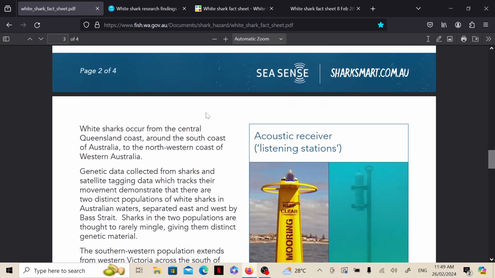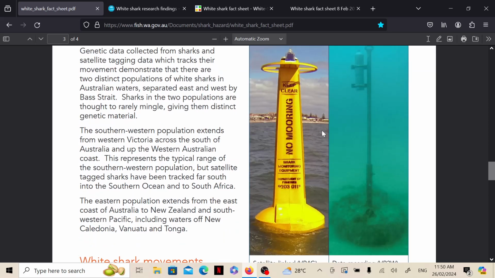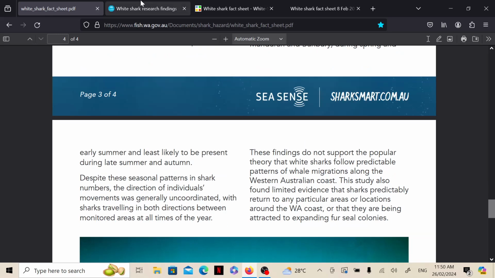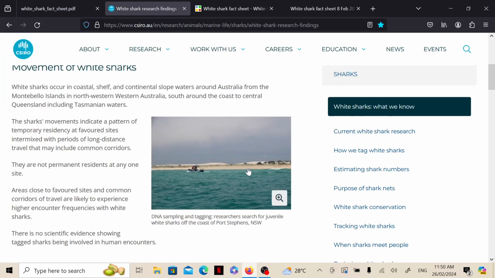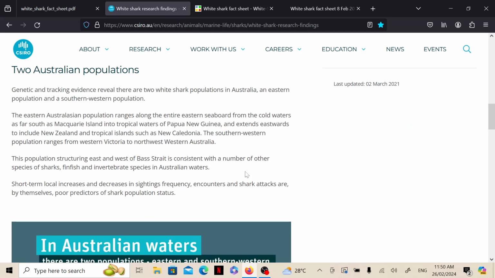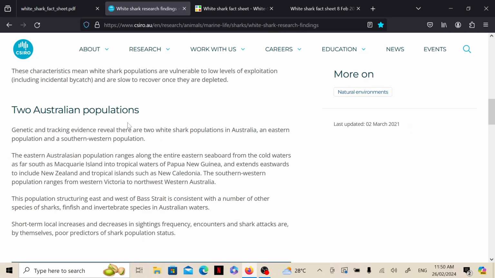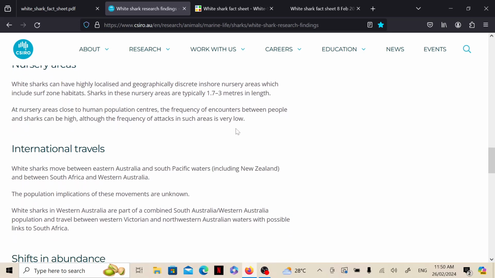It goes on about the white sharks, which occur from central Queensland, around the south coast of Australia to the northern west coast of Western Australia. So these are some of the devices that they use to track the sharks in the eastern states. So yeah, there's a fair few papers in Australia about the two populations of Australian white sharks as well.